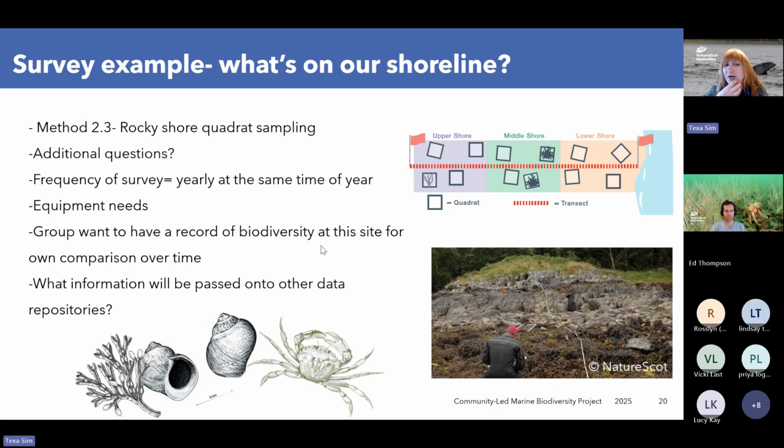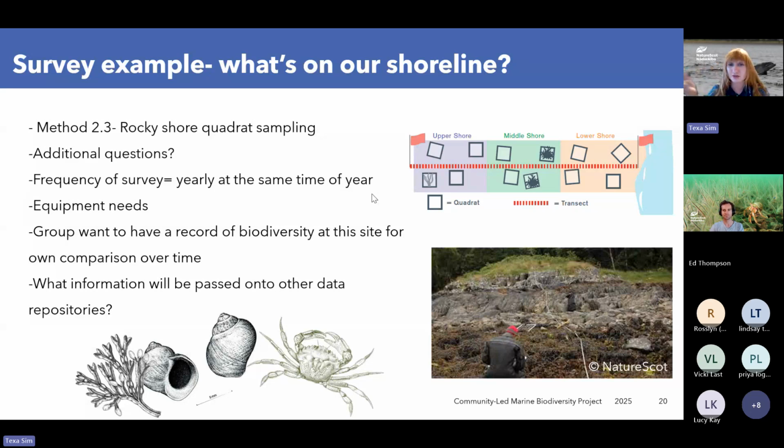And we might have other questions that follow that in terms of, is there a change over time? So could we do this yearly, for example? Is there a change over season in terms of, could we run a survey, a transect at the site maybe once every 3 months? And then having a wee think again about our equipment needs.